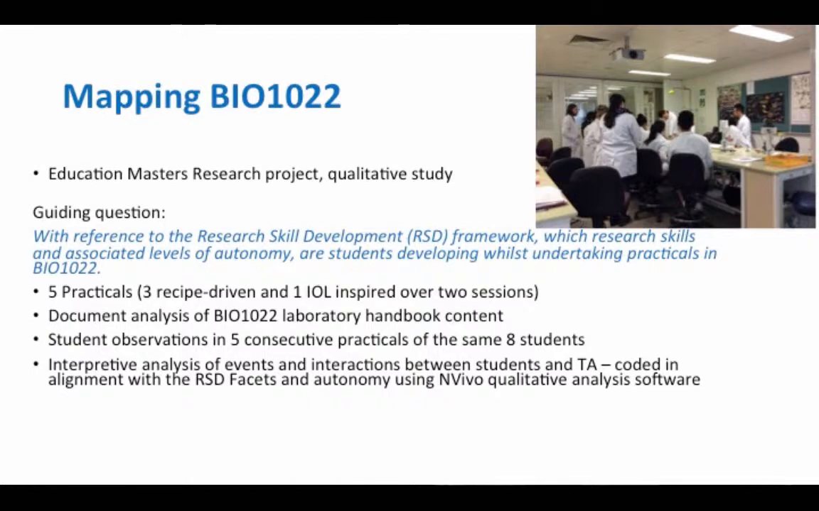The same 8 students were observed in the pracs across all of the 5 sessions, and I also did a documentary analysis of the lab handbook. I applied an interpretive analysis to both the descriptive observations and the lab handbook for my data, and I coded the skills that I observed in alignment with the RSD framework.